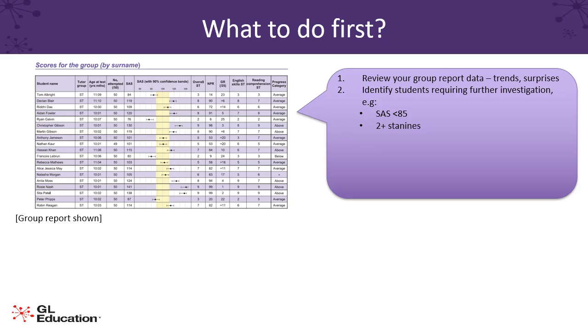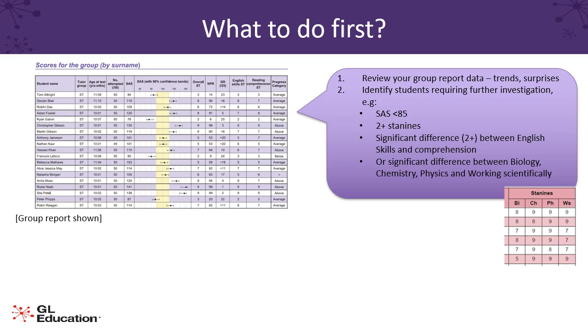In Progress Test Science, stanines are a key metric in demonstrating the different attainment levels across biology, chemistry, physics and working scientifically, so look for significant differences between these subject areas. We also recommend identifying students where below average progress has been made.